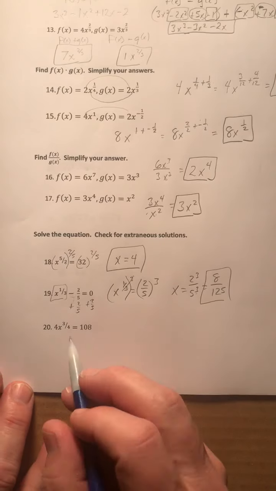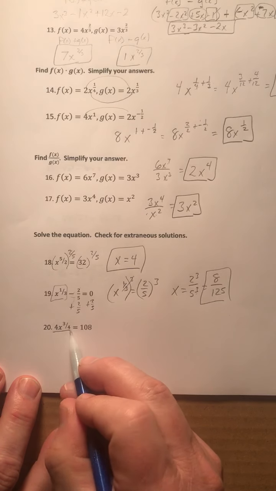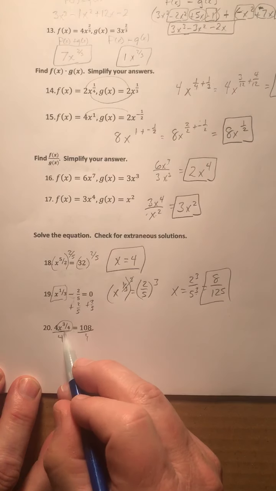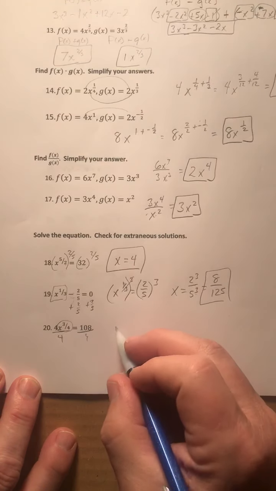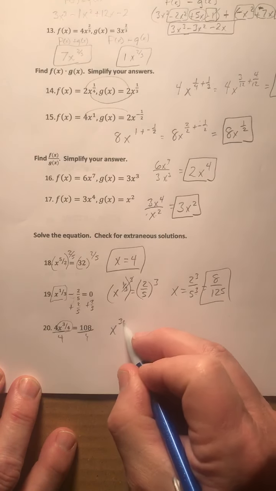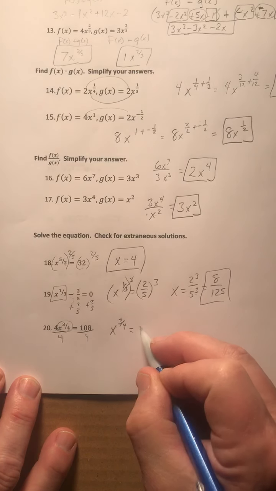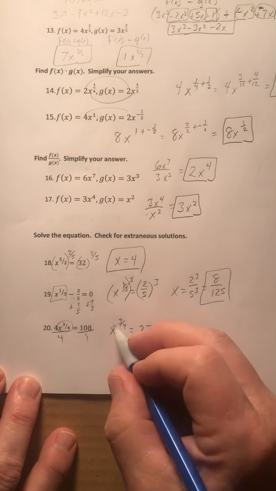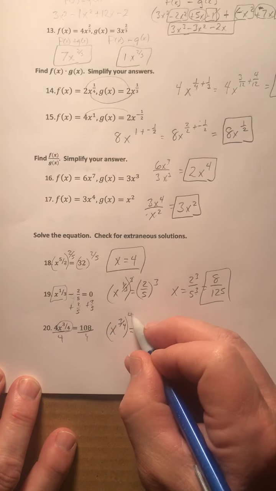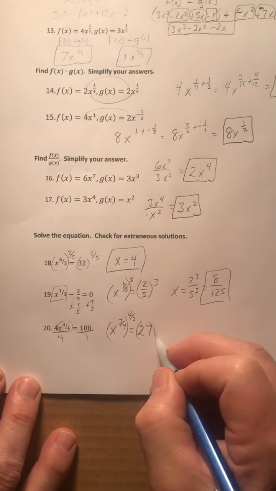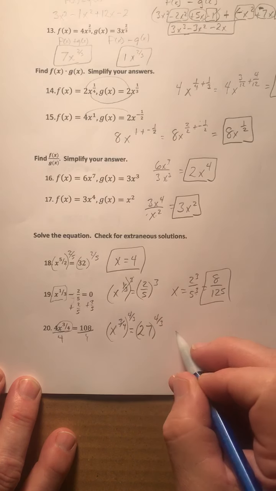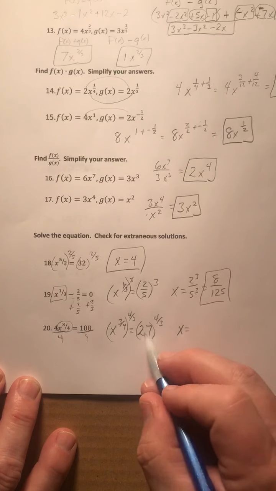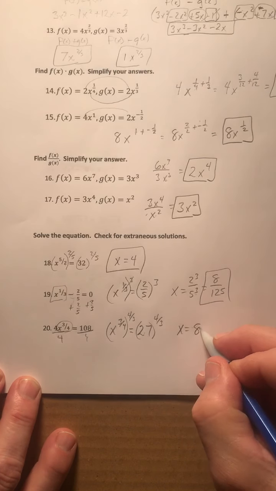And then number 20. I'm going to divide both sides by 4 first, because again, we have to isolate this variable. So I have to get rid of that 4, so divide by 4. I get x to the 3/4 equals 27. Now we have to get rid of this 3/4 power, so we do 4/3. And when I put that in the calculator, x to the 4/3 gives me 81.